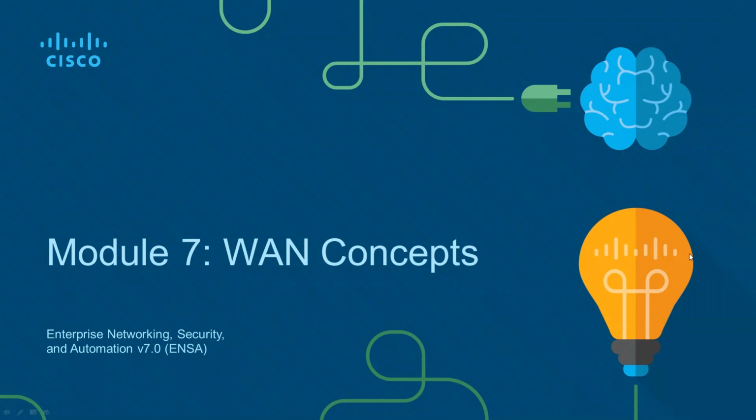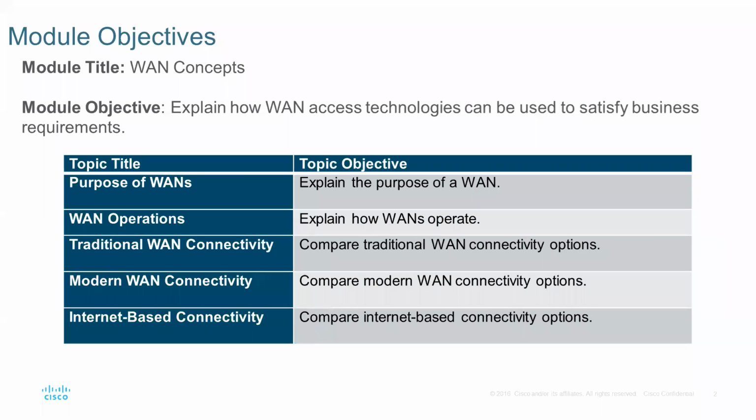So this morning we'll kick off with WAN concepts. In this, we will be discussing how to interconnect various sections of our network over different locations. So we'll discuss how WANs operate, the traditional connectivity options versus more modern options, and then have a look at internet-based connectivity options provided to us today.